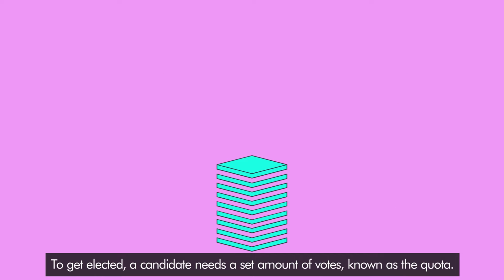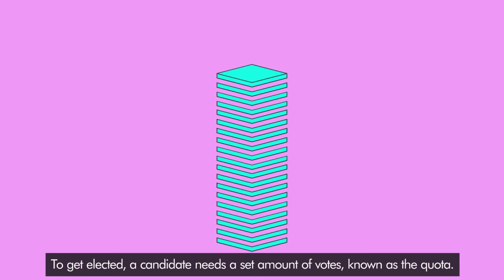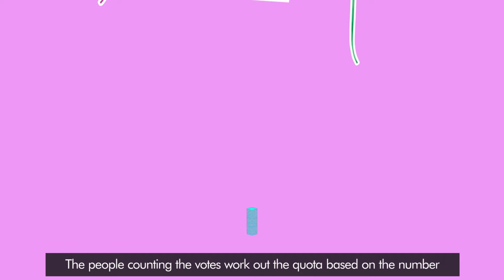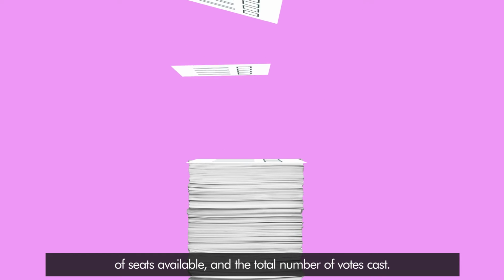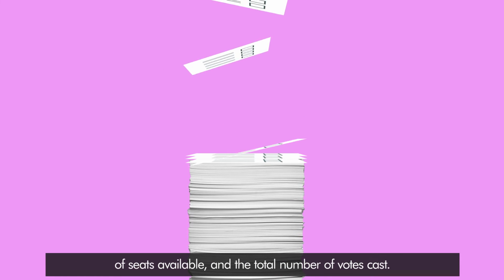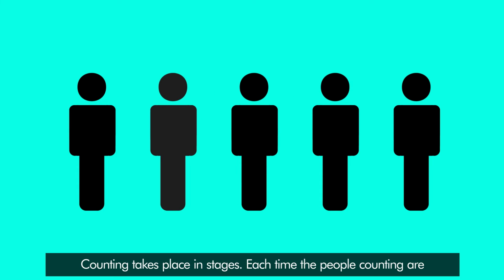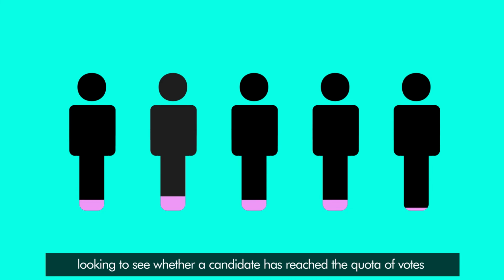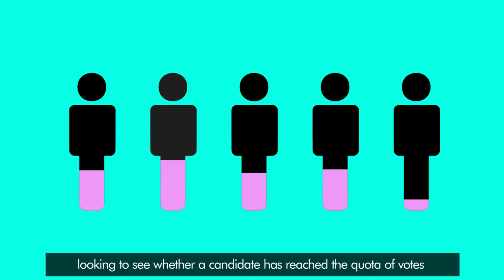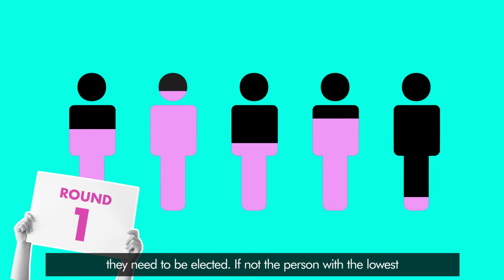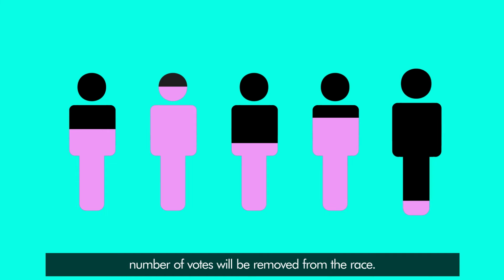To get elected, a candidate needs a set amount of votes, known as the quota. The people counting the votes work out the quota based on the number of seats available and the total number of votes cast. Counting takes place in stages. Each time, the people counting are looking to see whether a candidate has reached the quota of votes they need to be elected. If not, the person with the lowest number of votes will be removed from the race.